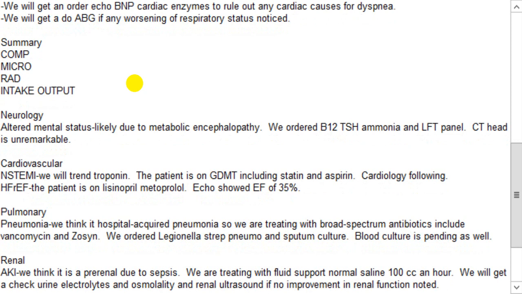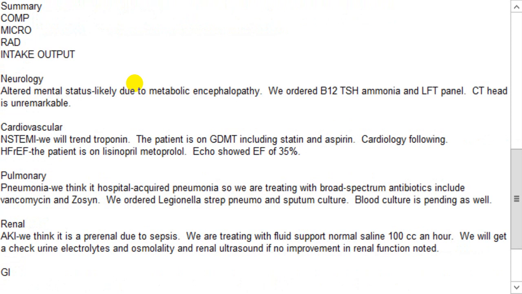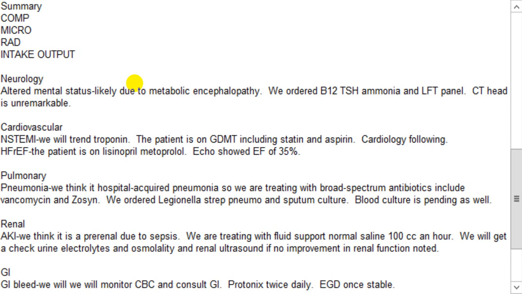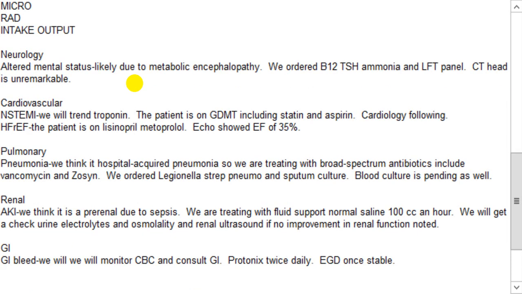Next paragraph, GI. Next line, GI bleed, hyphen, we will monitor CBC and consult GI. Protonix BID. EGD once stable. Next paragraph, so these are the important systems that I'd like: neurology, cardiovascular, pulmonary. These are the most important ones.